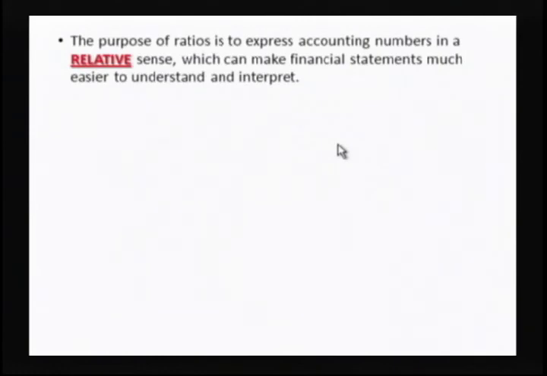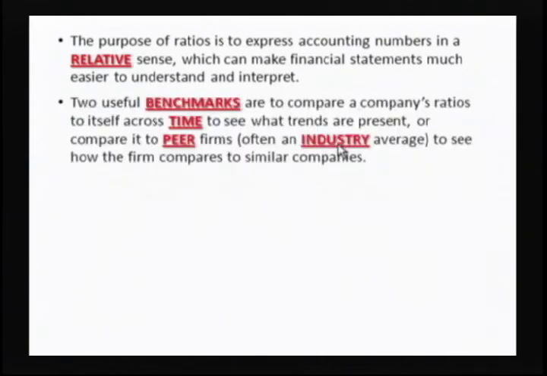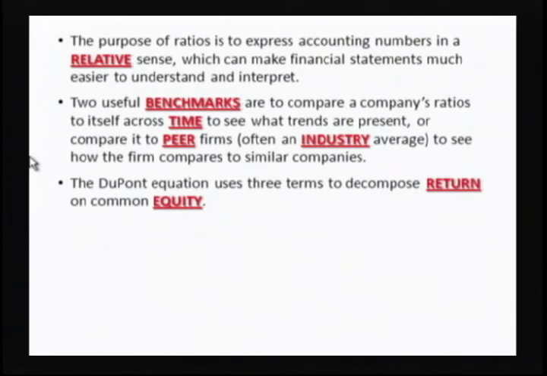The purpose of ratios is to express accounting numbers in a relative sense, which can make financial statements much easier to understand and interpret. It takes complex financial statements and expresses them in ratios and gives comparisons to make things easier to understand. Two useful benchmarks are to compare a company's ratios to itself across time, so we can see what trends are present, and to compare a firm to the peer firms, or often an industry average, to see how the company compares to firms like it.